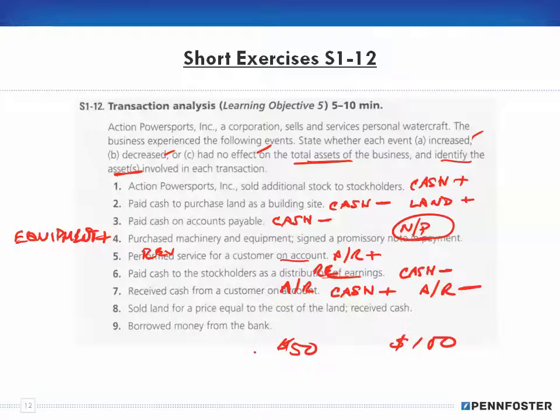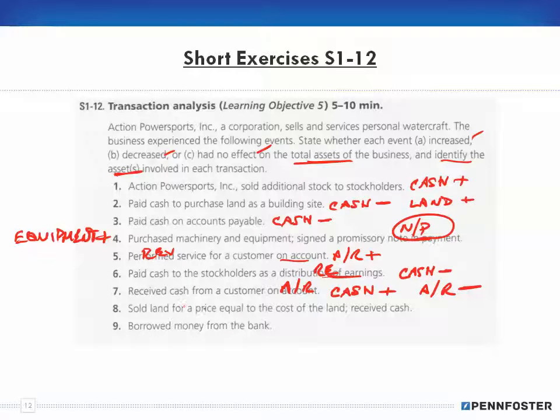Well, my cash is increasing, because he's paying me the $50. But now he owes me $50 less, which means he only still has a $50 balance on his account, so my accounts receivable decreased. So in this case, my cash increases and my accounts receivable decreases.